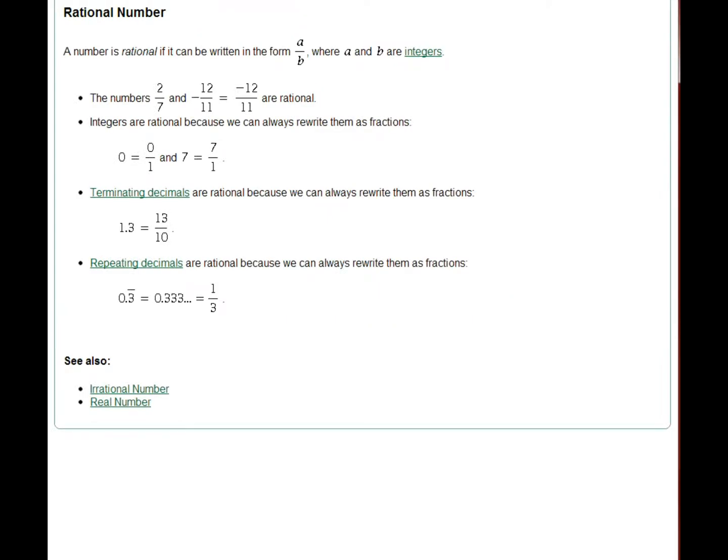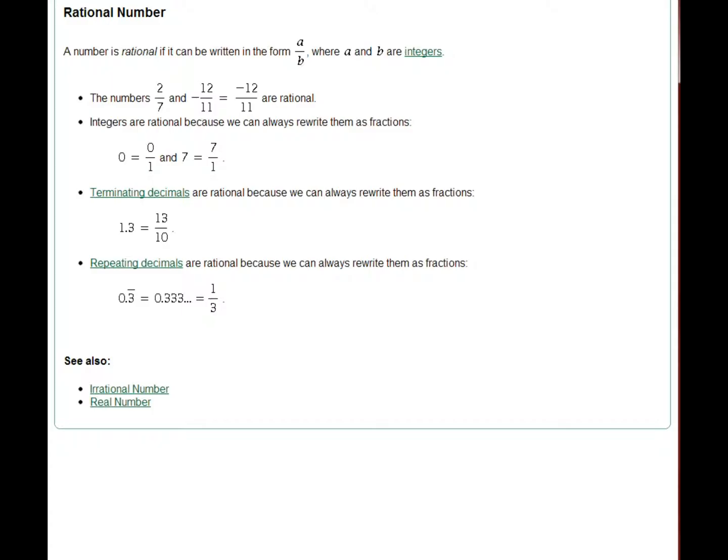It's a number that can be written in the form of a over b, where a and b are integers. So basically it's saying any number that can be written as a fraction where the numerator and the denominator are both whole numbers. All integers are whole numbers because in any of those cases, you can just put a 1 under it and it'll turn into a fraction. So 7 will become 7 over 1.